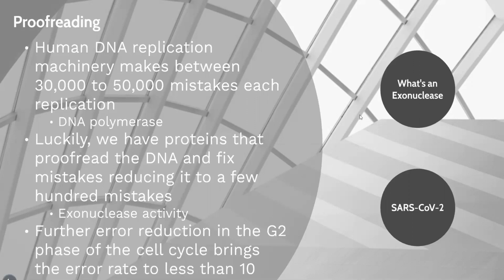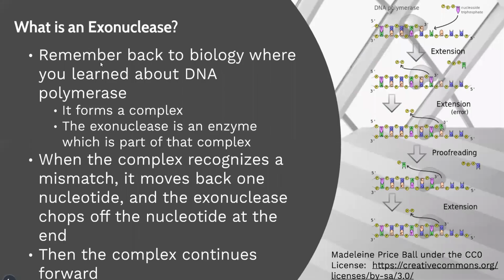So what's an exonuclease? If you think back to biology, we learned that the DNA polymerase is not just one thing, there's a whole complex, and the exonucleases are part of this complex. When the complex recognizes a mistake, it moves the whole thing backwards one nucleotide. Then the exonuclease chops off the mistaken nucleotide at the end. That's what exonucleases do. They chop off nucleotides at the end of a DNA strand. And then the complex, once this happens, is able to move forward.